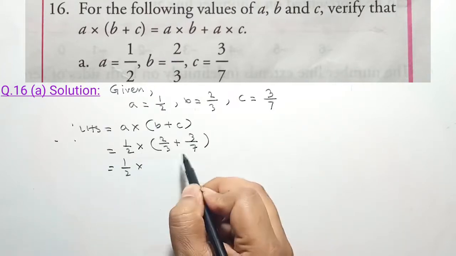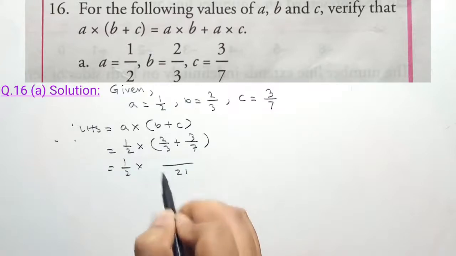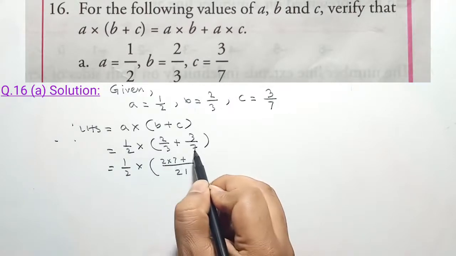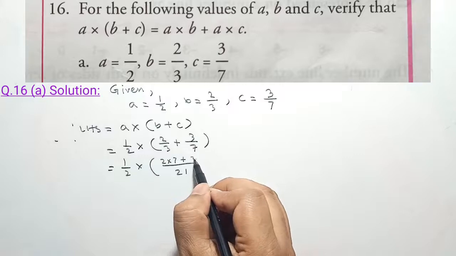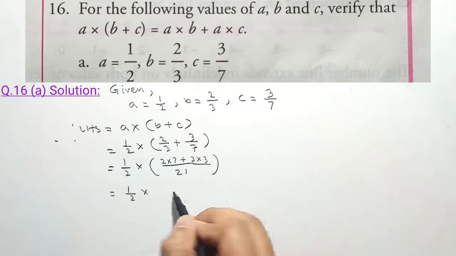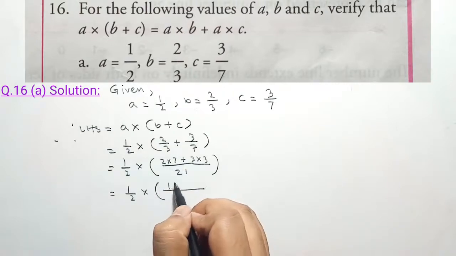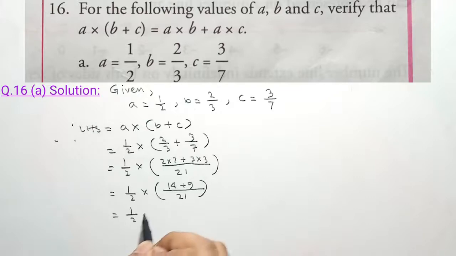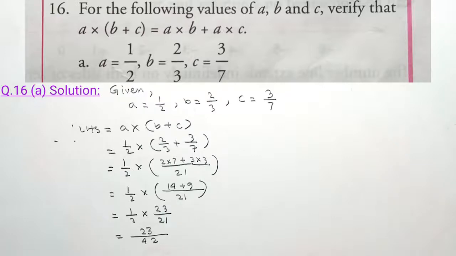1 by 2 into the LCM of 3 and 7 equal to 21. So 3 7s are 21, therefore 2 into 7 plus 7 3s are 21, so 3 into 3. 1 by 2 into 2 7s are 14 plus 3 3s are 9 divided by 21. So 1 by 2 into 14 plus 9 equal to 23 divided by 21. Finally our answer is 2 1s are 2, 23 by 2 2s are 4... this is the value of left hand side.